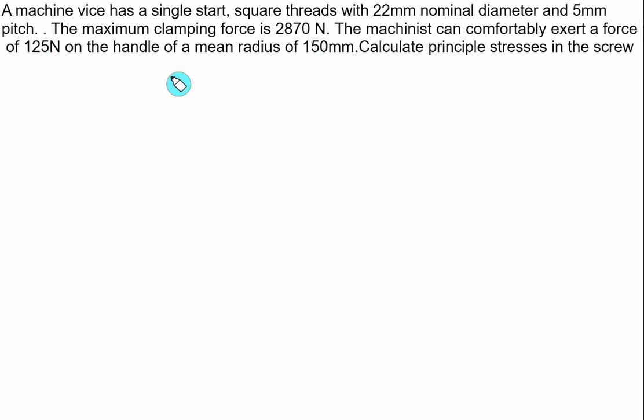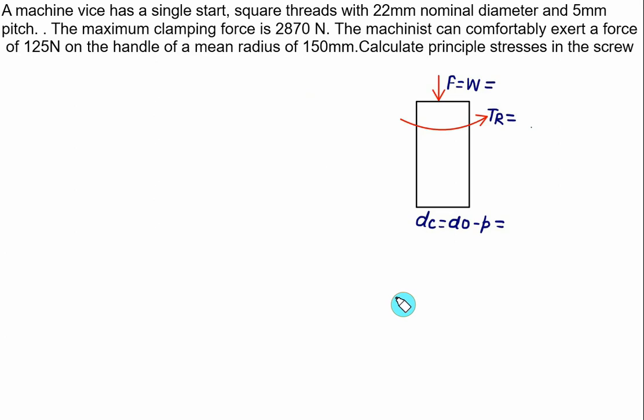So we can calculate here the external torque applied. So force acting and the torque acting on the screw body is known. The screw body has a diameter equal to DC, which is DO minus P, and is subjected to external load equal to F, which is the same as W, and that value is given as 2870 Newton. External torque is also known, it is P multiplied by L.